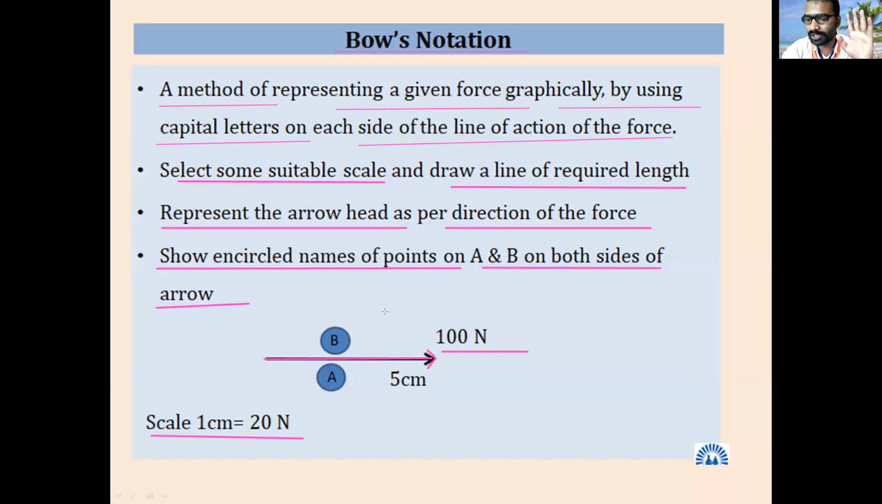If the force is moving in the upward direction, then you have to show the arrow in the upward direction. If the force is moving in the downward direction, then you have to show the arrow in the downward direction. Next, show encircled names of the points A and B. Whatever notation you are giving A and B should be encircled, made round. This is only Bow notation. It is used in graphical representation, that is, the triangle law of forces and polygon law of forces. In that condition, it will be used.